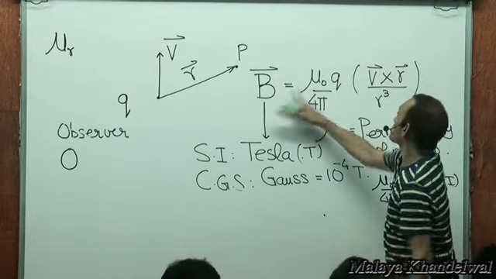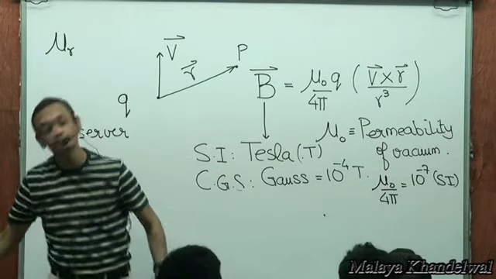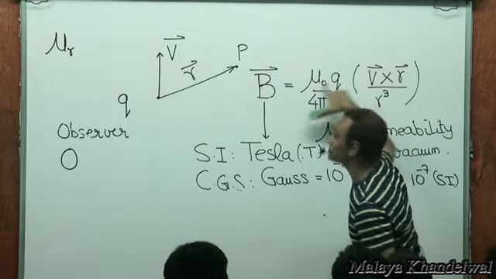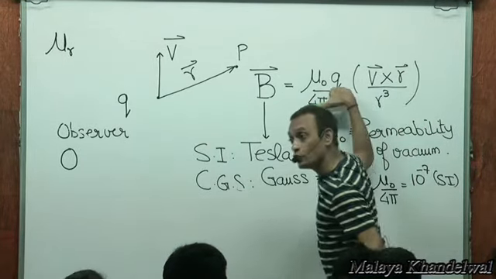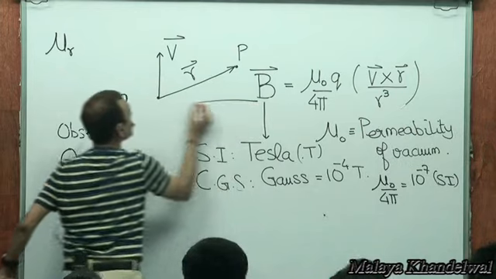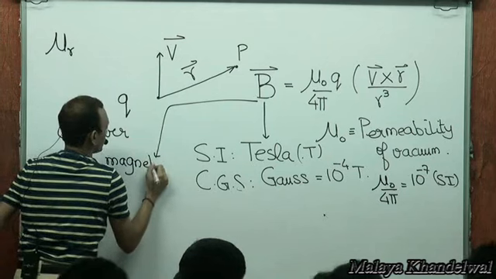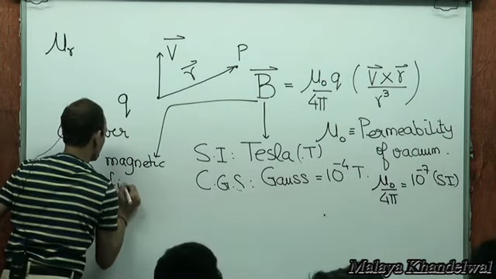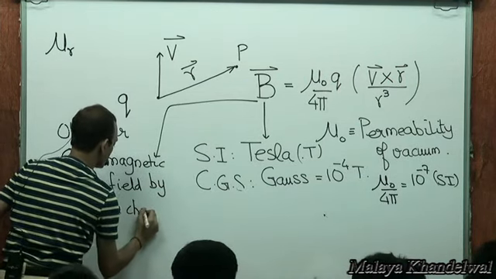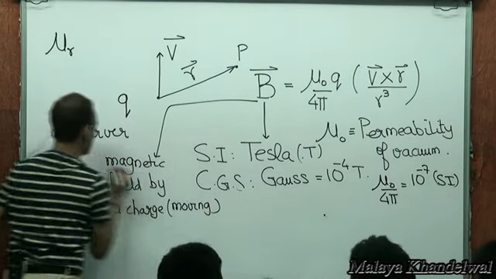So very clearly, since this V depends on the observer who's reporting B at the point P, this B, the magnetic field produced by a moving charge, is frame dependent, very clearly. This magnetic field produced by a moving charge is frame dependent.